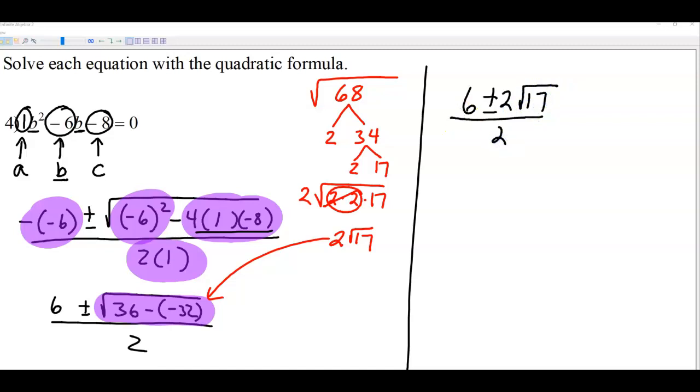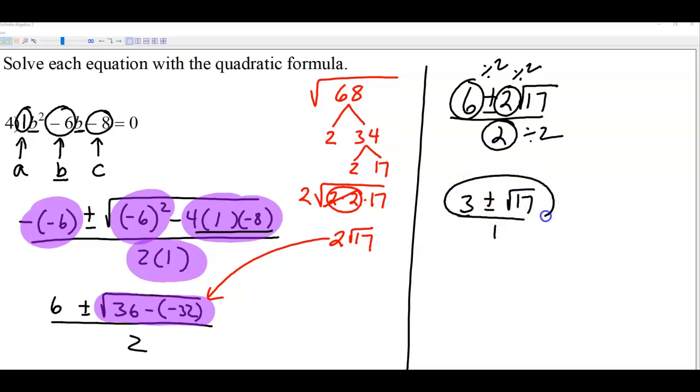Now, at this point, we only have one more thing that we can do, and that is if these three numbers can all be divided by a common number, then we will divide it out. That's like reducing a fraction. And it turns out that all three of those can be divided by 2. That leaves me with 3 plus or minus the square root of 17 over 1. We really don't need to include the 1 in the denominator though, so 3 plus or minus the square root of 17 is a good answer for that one.